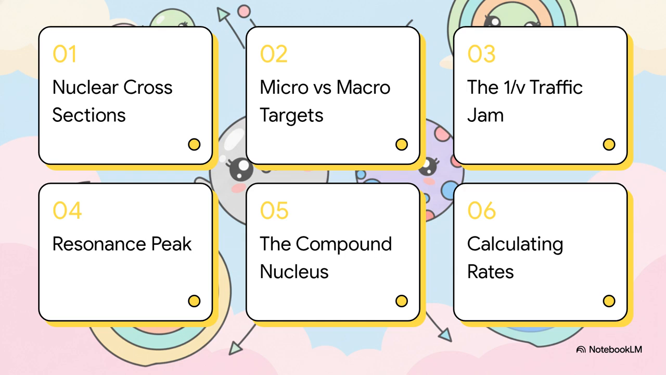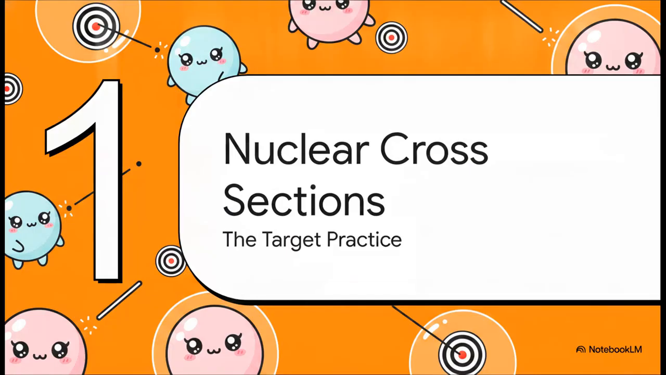Here is our roadmap for today's itinerary. Aaj ka safar. We'll start with nuclear cross-sections, scale up to microscopic versus macroscopic targets, hit the 1V traffic jam, climb the resonance peak, explore inside the compound nucleus, and finally, wrap up with calculating reaction rates. Okay, let's dive right into this.